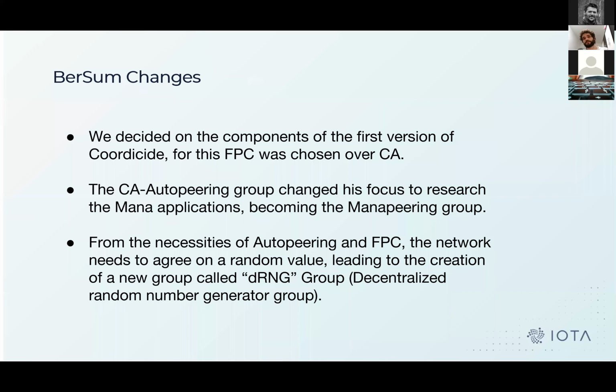Also, we realized that we had a big problem that deserved its own team: the decentralized random number generator. The idea is how we can have the network agree on a random number that is decentralized. For this question, we even had some external resources invested. So it was big and it was needed, and we had a group working on this.